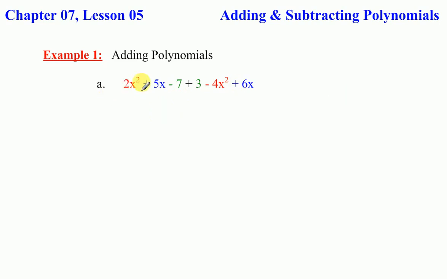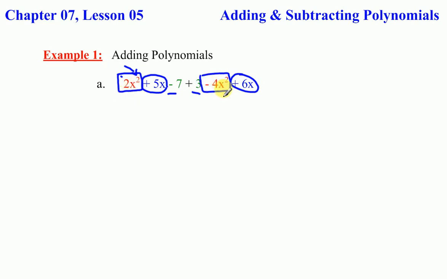The way I like to do this is, for my squares, I'll put a square type thing around it. Now, very important that you include the sign with it, that's negative. The variables without, I'll just put a circle around. And then I'll underline these two. That's how I know those go together. So I always start with the greatest exponent, in this case squared.